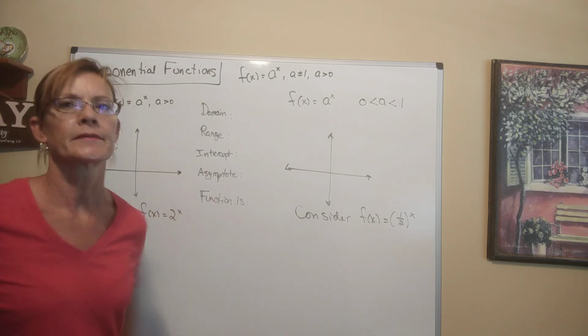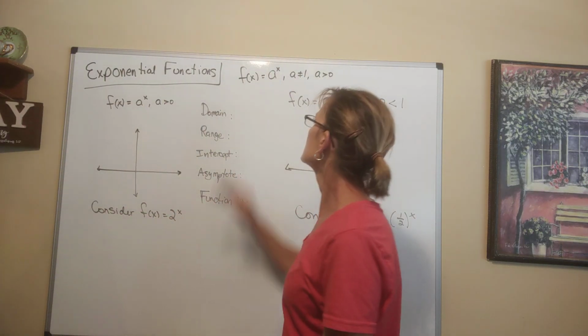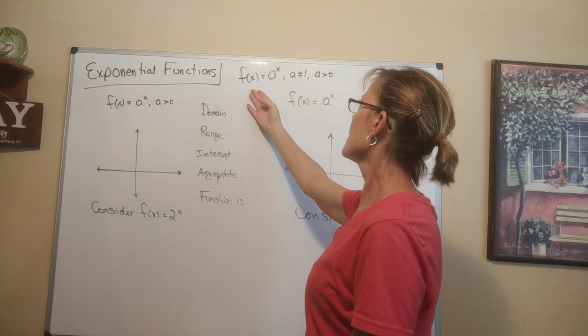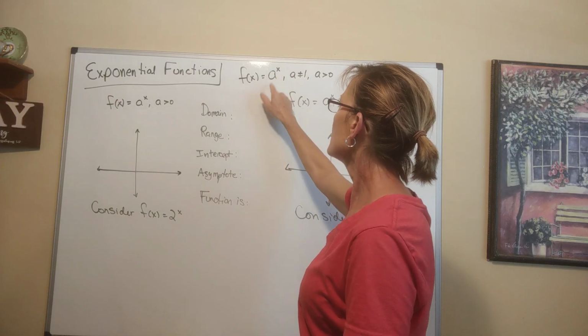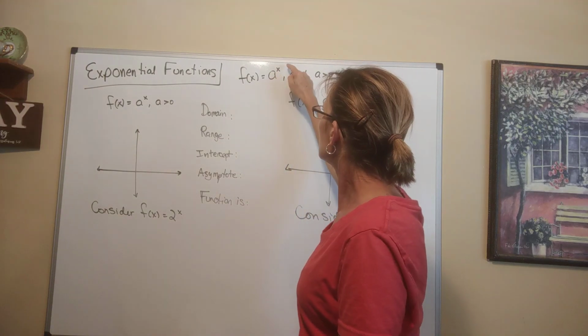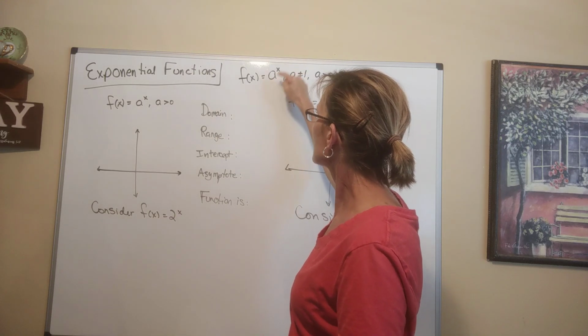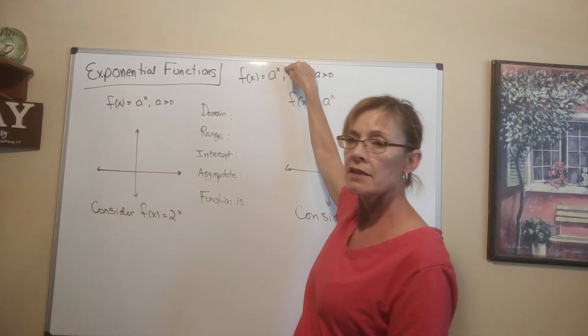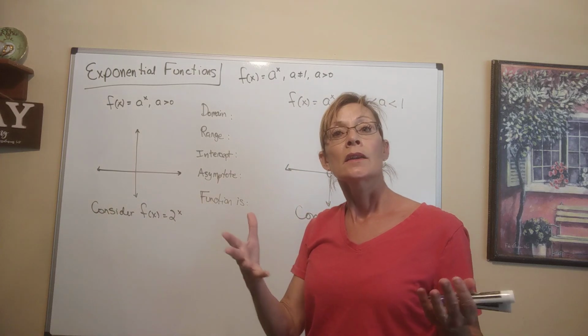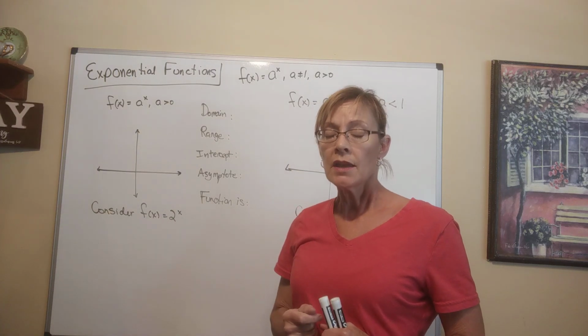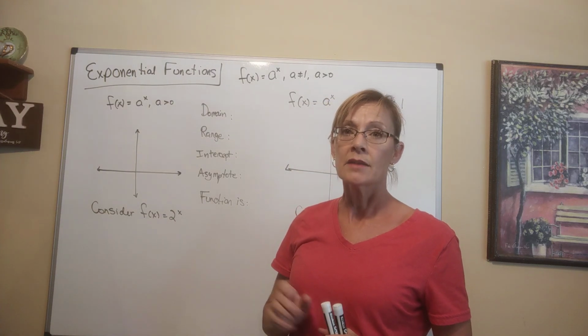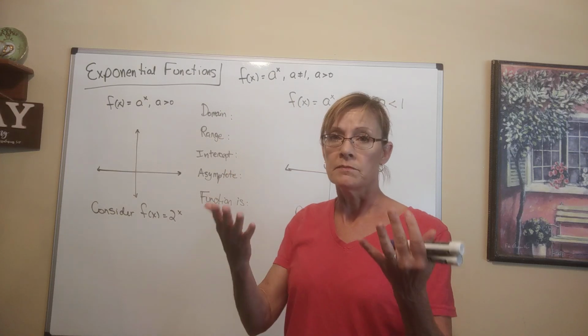So here we go. Exponential functions take this form: f of x is equal to a to the x, where a is the base and x is the exponent. How you recognize an exponential function is that the variable x appears in the exponent.